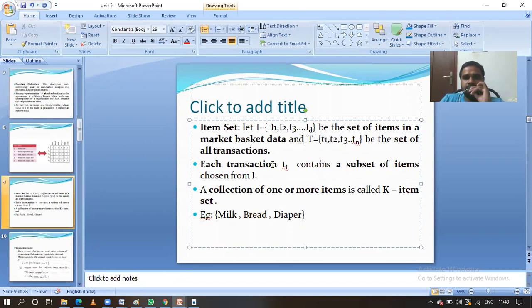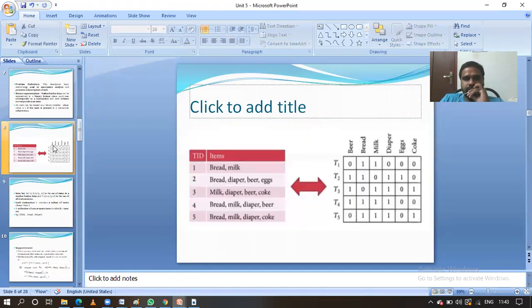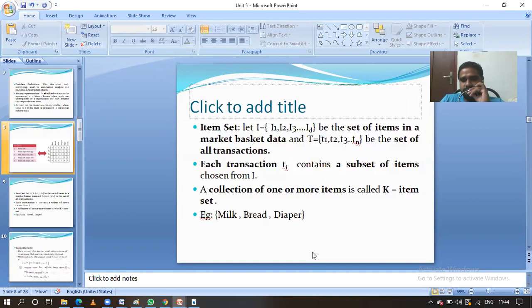And each transaction Ti contains a subset of items chosen from I. If you observe the previous slide, in the first transaction they purchased only 2 items. Overall, 6 items will be there in the item set, and of those, the items they purchased are milk and bread only. That is a subset of the overall I.